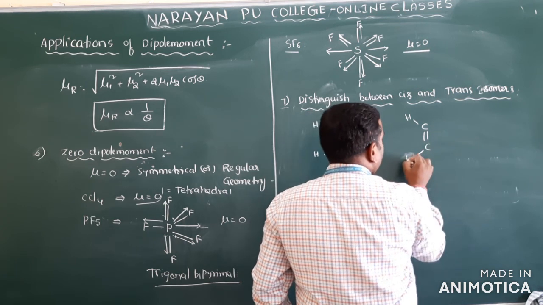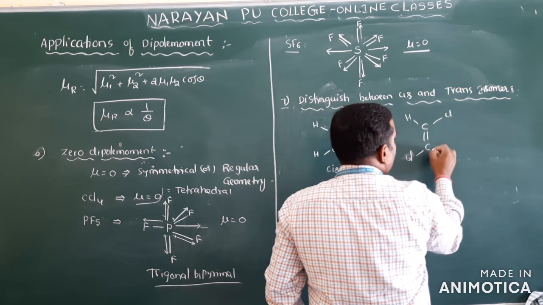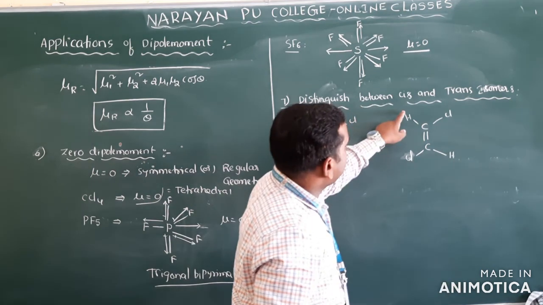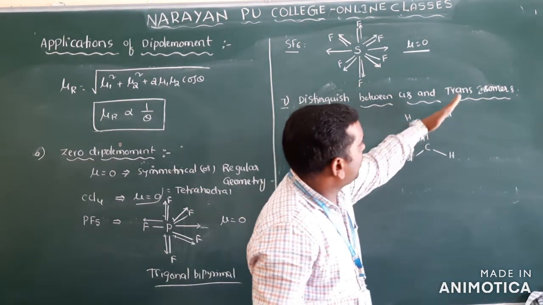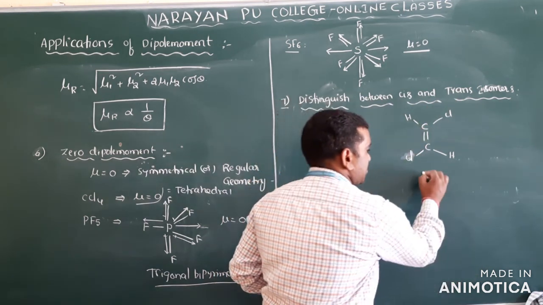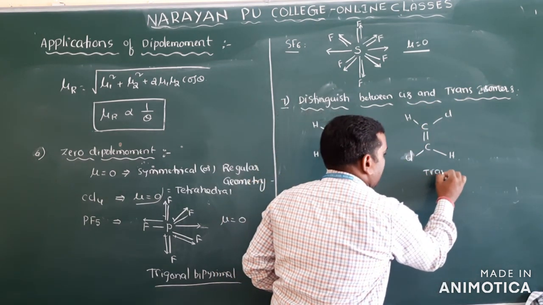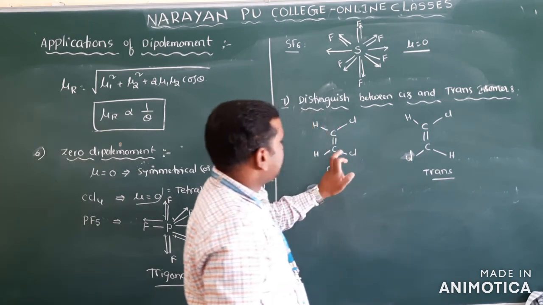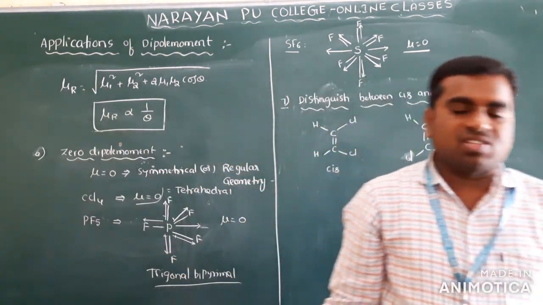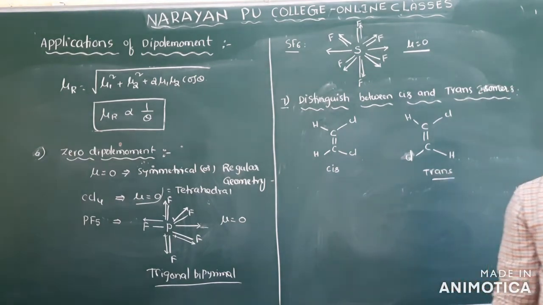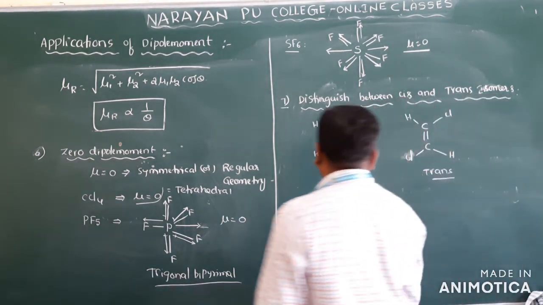Trans means here there will be a chlorine and a hydrogen on each carbon. Clear? You see, hydrogen and hydrogen are in opposite directions, and chlorine and chlorine are also in opposite directions. So that is the trans isomer, and this is the cis isomer. And by using dipole moment, we can easily distinguish whether the compound is cis or trans.